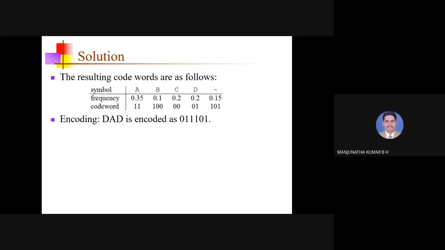If you want to send this message to your friend, yes, you can send, but he can see only 011101. He can understand this text as dad only if he knows the code words. You should share these code words with authenticated users only, then they can understand the message 011101 as dad. You can even encode your name using Huffman coding, but you have to calculate the frequency of each character and then consider the Huffman tree and then encode your name.